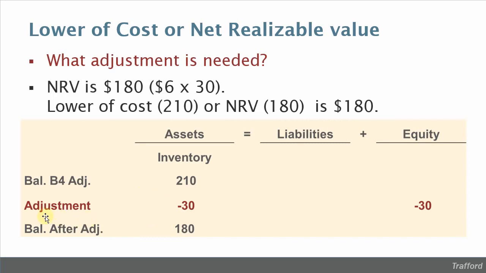This would be the adjusting entry that would get recorded. We reduce inventory so that it's reflected on the balance sheet following this rule at the lower of cost or net realizable value, and the other side of the entry would either be a loss, or sometimes companies just increase the cost of goods sold account. The main thing that I want you to know is there would be a $30 reduction to net income here.